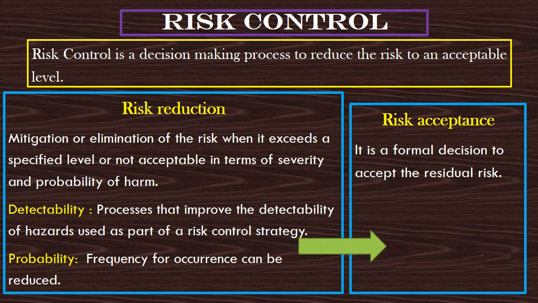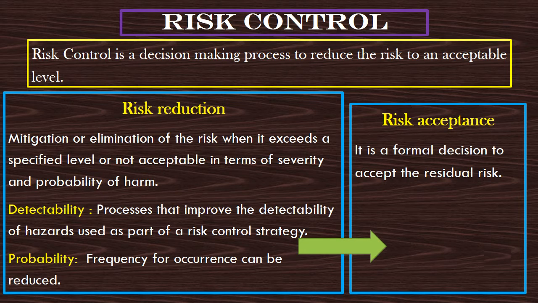After completion of all the three key important steps in risk assessment, that is identification of hazard, risk analysis and risk evaluation, we move to our next important part, that is risk control. Risk control is a decision making process to reduce the risk to an acceptable level. In a risk reduction strategy, we implement the action plan or mitigation plan to minimize the risk and bring it to the acceptable level. Here we basically work on detectability and probability of identified risk.